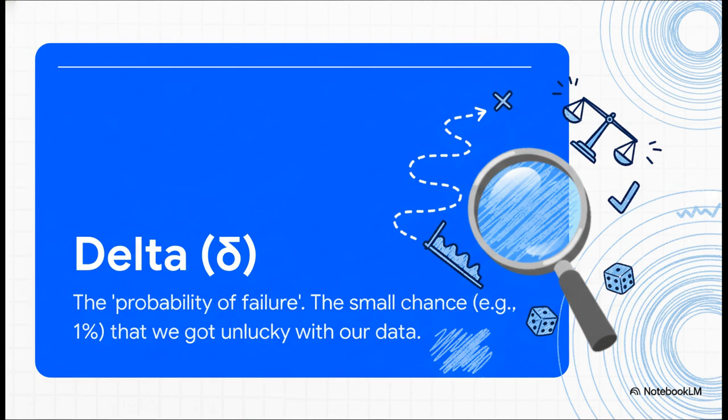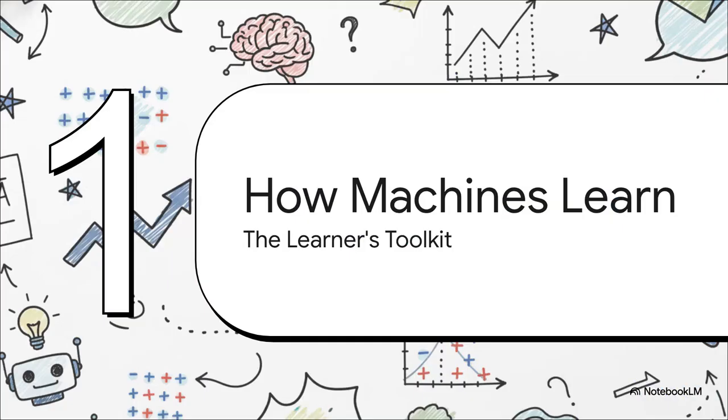We get to choose our own confidence level. So we've got our goals all set up. We want an error smaller than epsilon, and we want a probability of failure smaller than delta. So how does the computer actually pull this off? What's going on under the hood?